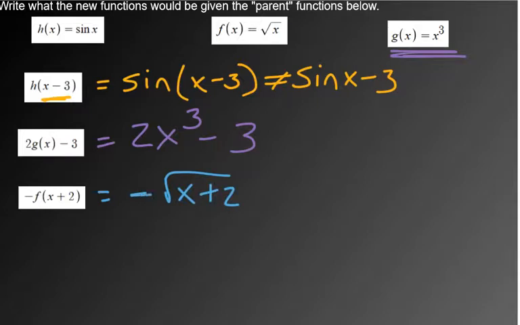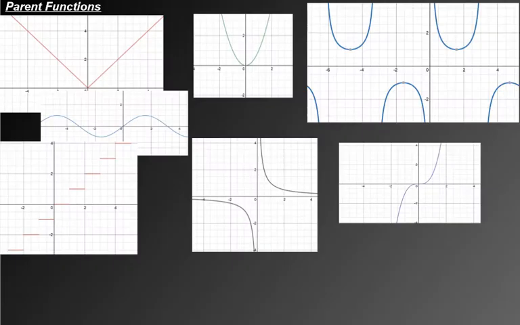The negative here is on the whole square root, and the inside is no longer just x, it's now x plus 2. I thought it would also be good to show you what some of these parent functions look like. I'm just trying to make sure I'm not lying to you. Yes, you will see all these different functions at some point in this Desmos project.